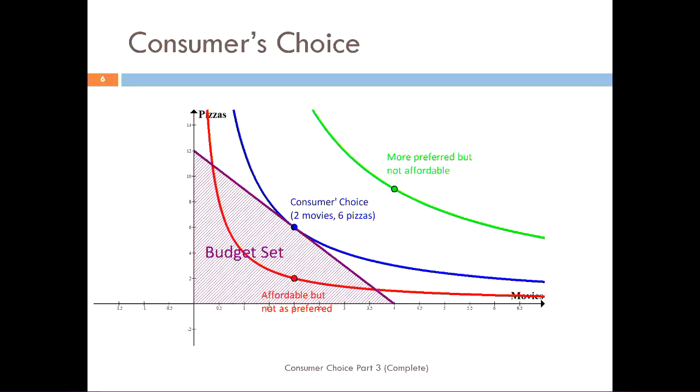Notice that we actually prefer the green bundle, right? By monotonicity, the further away you are from the origin, the more preferred it is. We actually prefer the green bundle, but notice it's not affordable. It's not in the budget set.